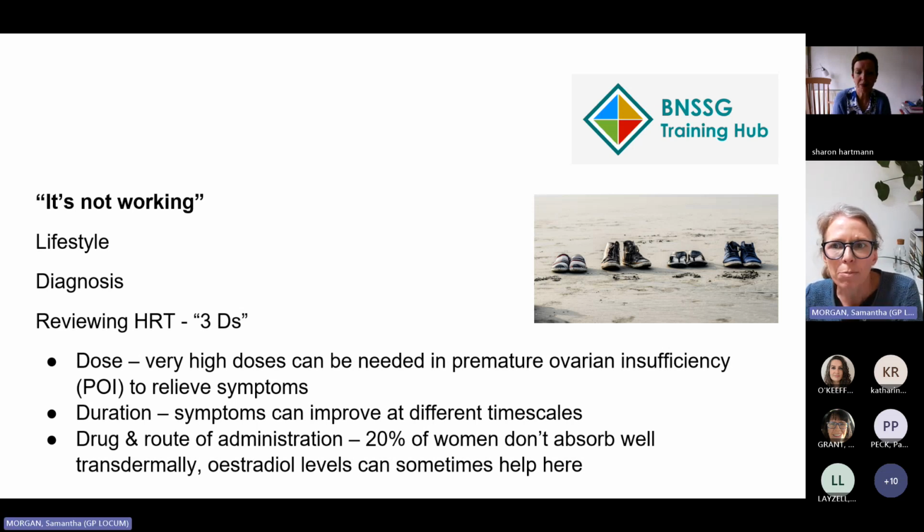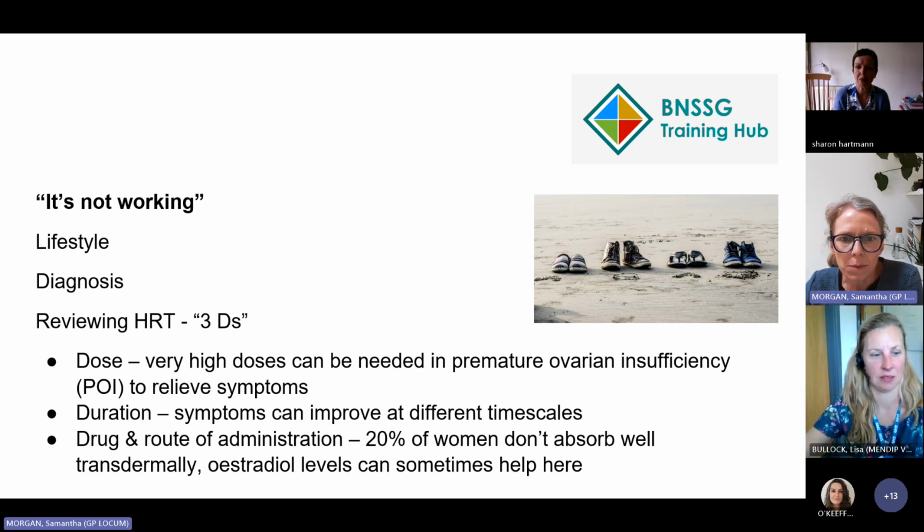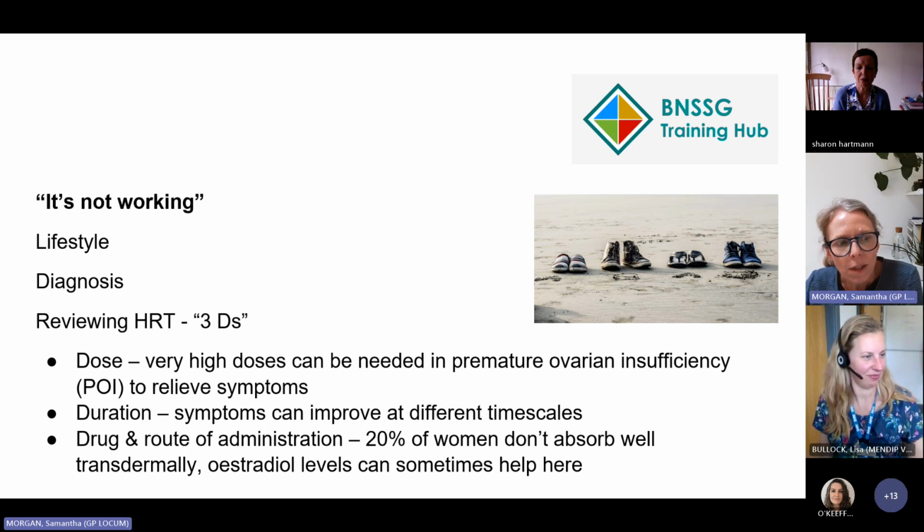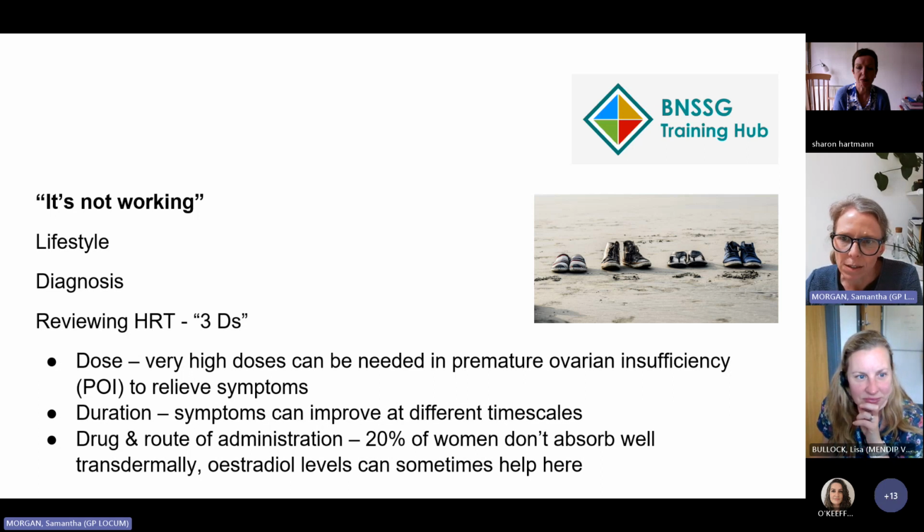So for me, if I'm approaching a consultation when HRT doesn't seem to have helped, firstly, I start by thinking about somebody's lifestyle factors and the diagnosis itself. So am I treating the right condition? Some of the symptoms of perimenopause overlap with lots of other health conditions. So especially if the main symptoms are perhaps mood-related change, fatigue, then really inquiring about lifestyle and work stress, for example, can be really important.